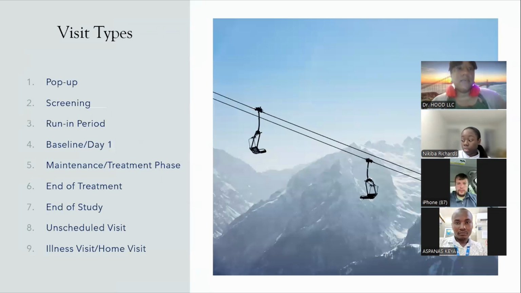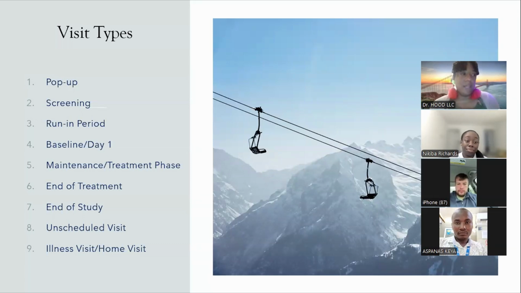So, visit types for the site. This first one is the pop-up. This is not a true visit, but if you are a coordinator, you have probably experienced this situation where you're in the middle of something, then the PI calls you and says, hey, I've got a patient in clinic. They might be interested in a clinical trial. I need you to come over and explain it to them. So that's what I call the pop-up visit.